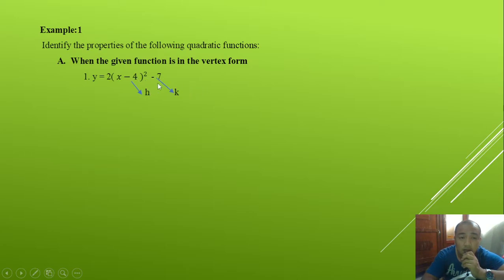Okay. So when it is minus, that is positive 4. When it is plus 4, h is -4. But k stays the same. If it is -7, k is still -7. So the vertex is (4, -7). See? So when it is x minus 4, h is positive 4. When it is x plus 4, h is -4. When k is minus 7 here, it is still -7. Only the sign of h changes. Always remember that. So h is 4, k is -7. Therefore, the vertex is (4, -7).